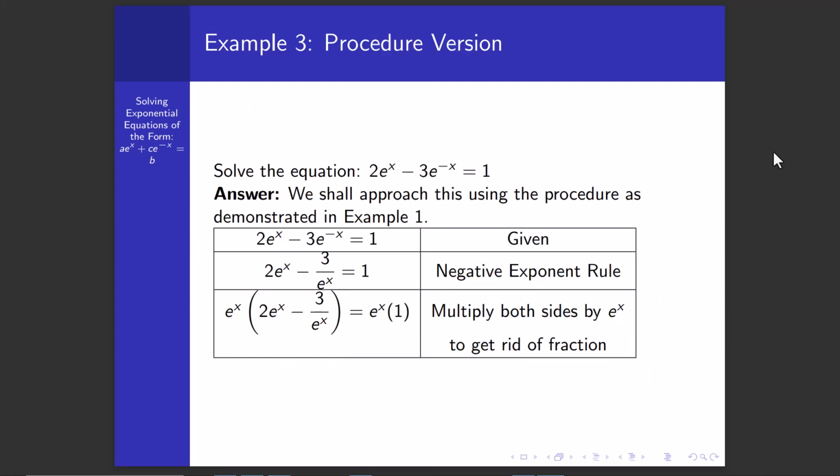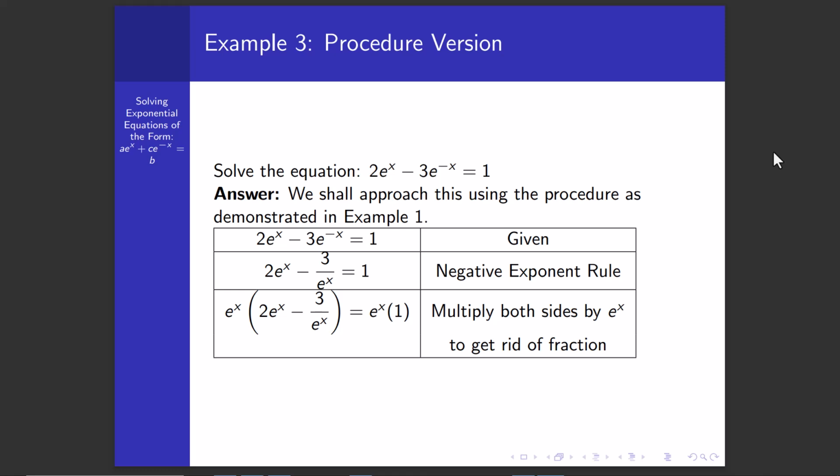Now let's solve the same equation using the procedure that we developed in the first example, as well as in the derivation of our formula. So we have our given equation, 2e to the x minus 3 times e to the negative x, and that's equal to 1. So again, we use the negative exponent rule, changing that negative exponent to a positive one. 2e to the x minus 3 divided by e to the x equals 1.